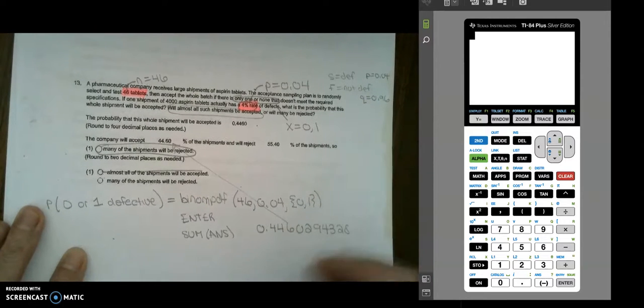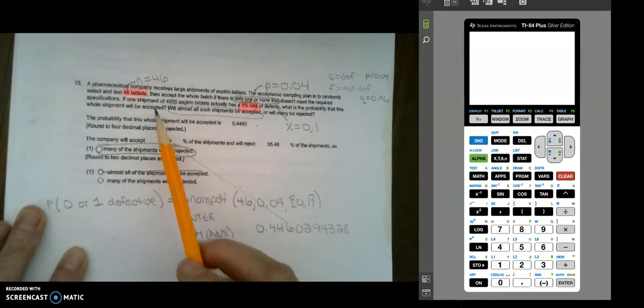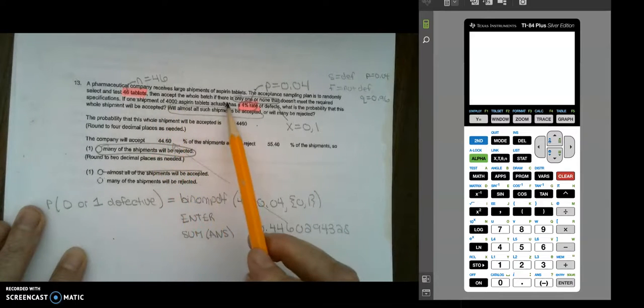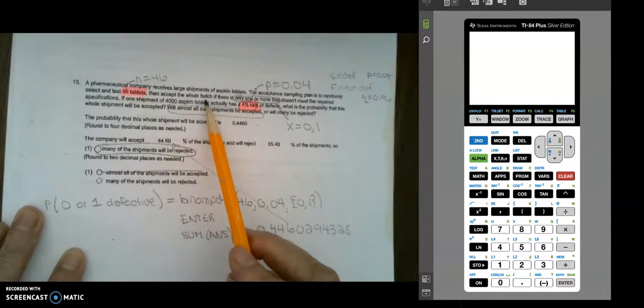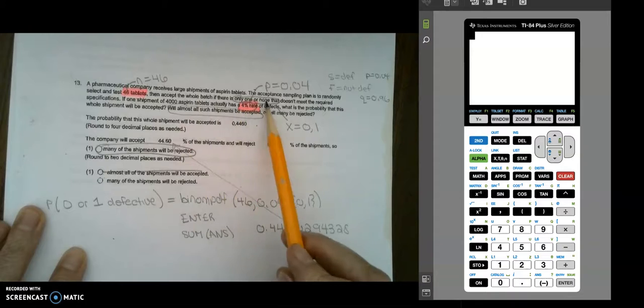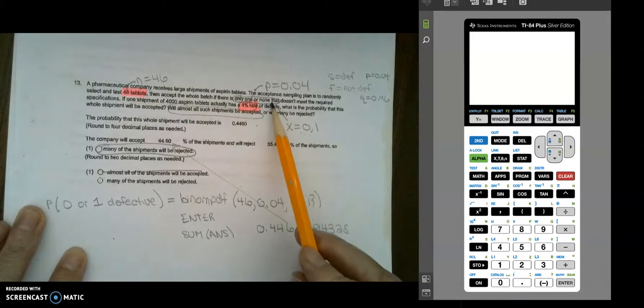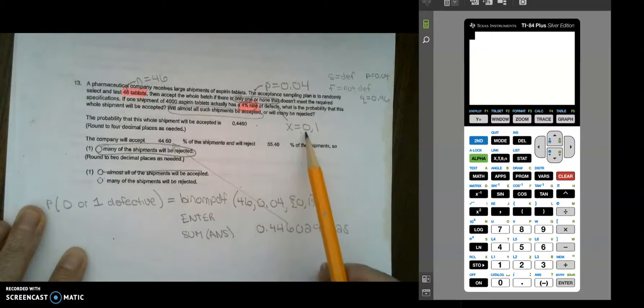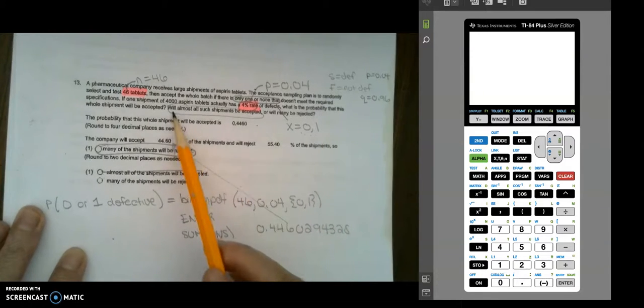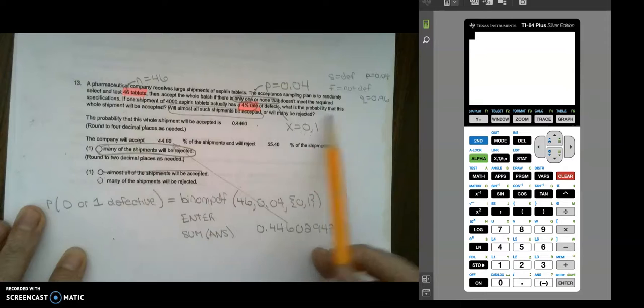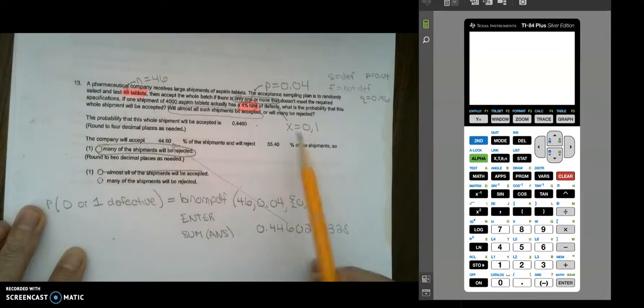Okay, so it says up here, the whole batch, they accept the whole batch if there's one or none. So that's X, one or none that don't meet specification, which means there's either 0 or 1 that are defective. And they're asking, what's the probability that the whole shipment would be accepted? So that means either 1 or none are defective.